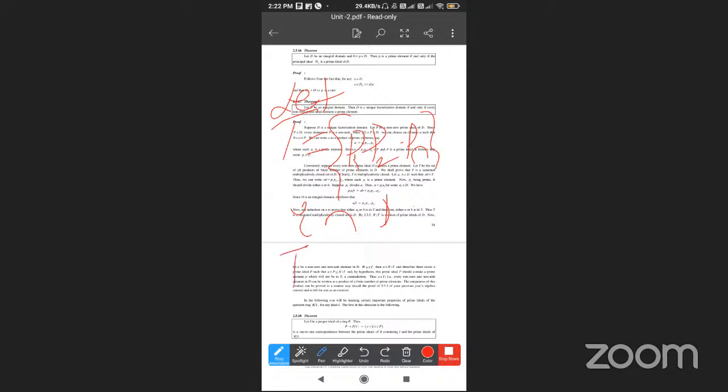Then we prove that T is a structured multiplicatively closed set in D. Clearly, T is a multiplicatively closed set in D.